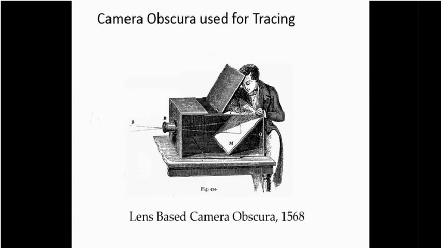And then the lens-based camera obscura was invented in 1568. This was actually used as a tool for teaching artists to draw. Here you've got light coming into the pinhole. It can be focused by a lens so that you get more light in than you would if you just had a little hole. Then it reflects off the mirror so that it's uninverted, and the tracer can look at the scene and get used to drawing in perspective.